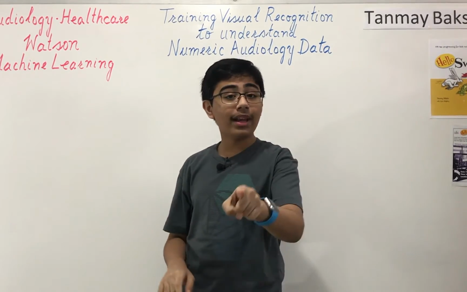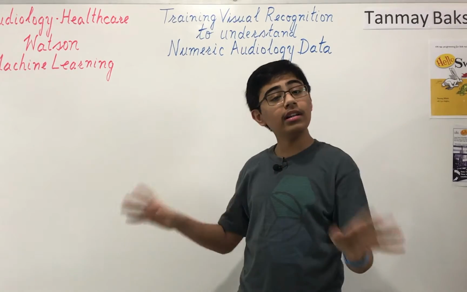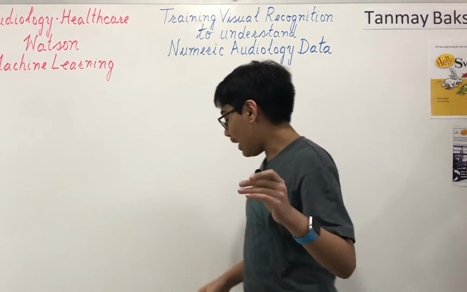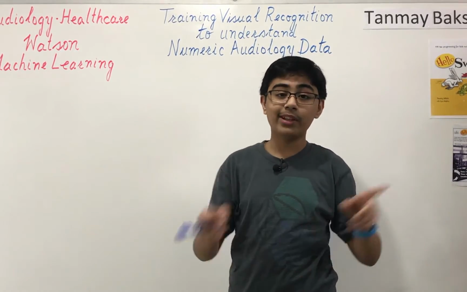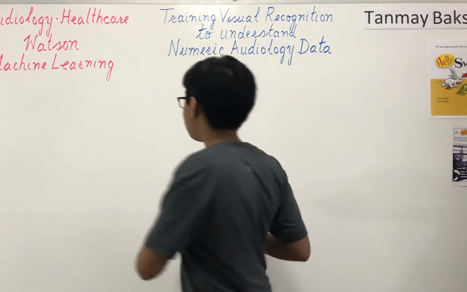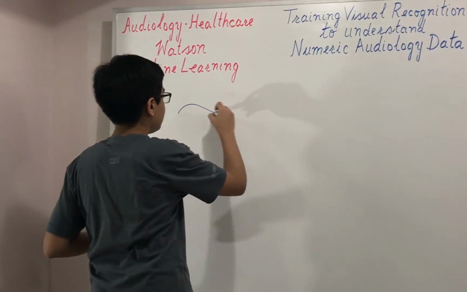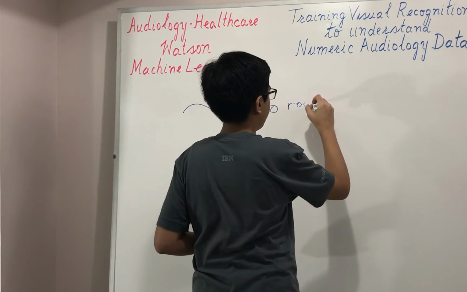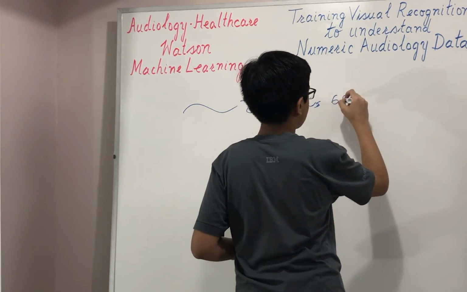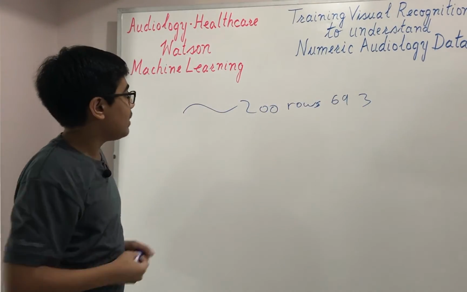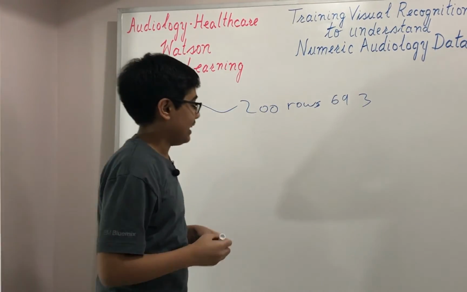Now in my last video, what I showed you is how you can take the audiology dataset from the UCI machine learning repository. And what I did is I normalized that data and provided it for you in the description of the last video. I took that data, which consisted of around 200 rows of 69 input values and 3 output values. So we've got 69 inputs and 3 outputs in that data set.